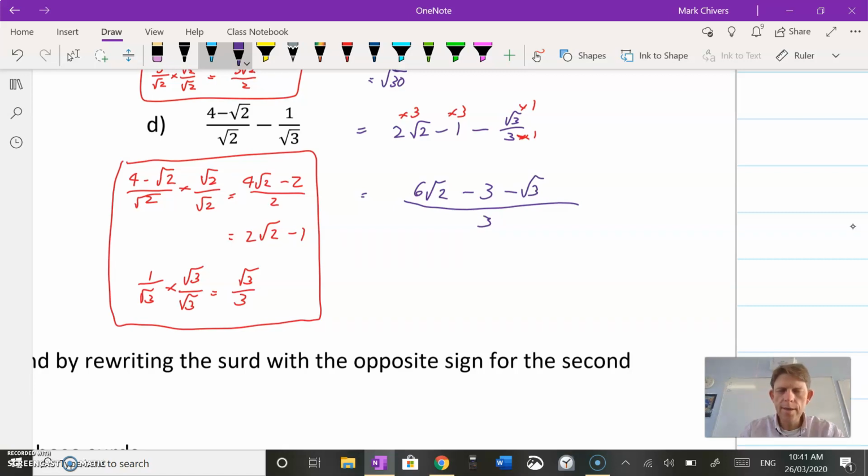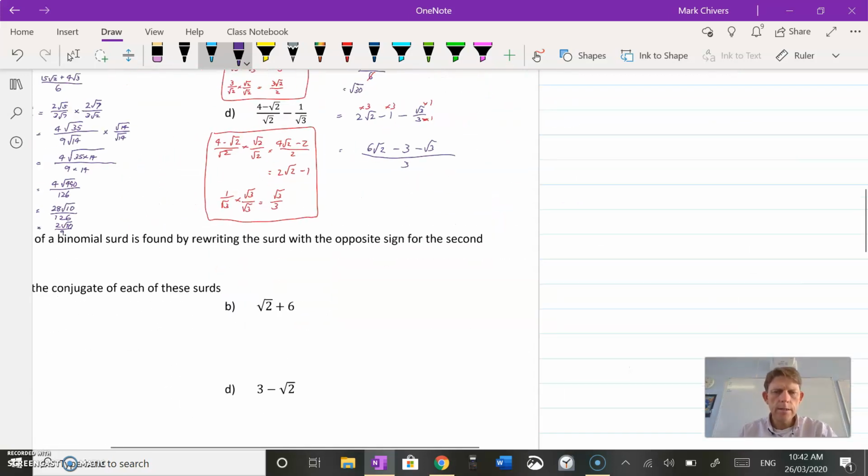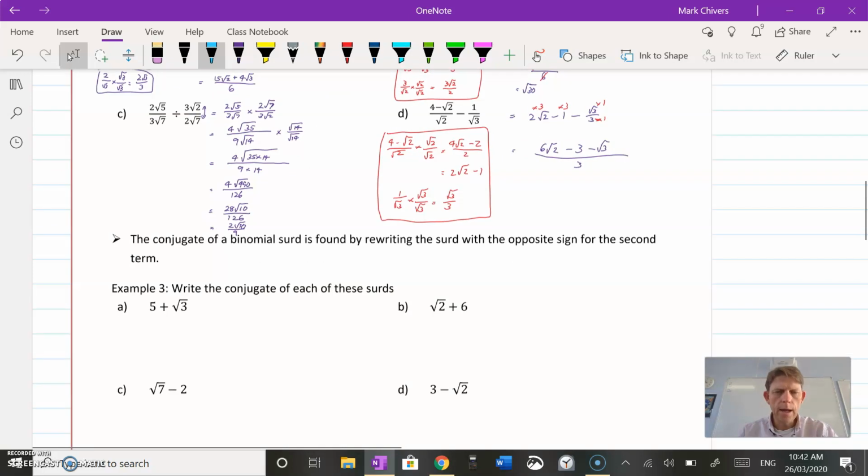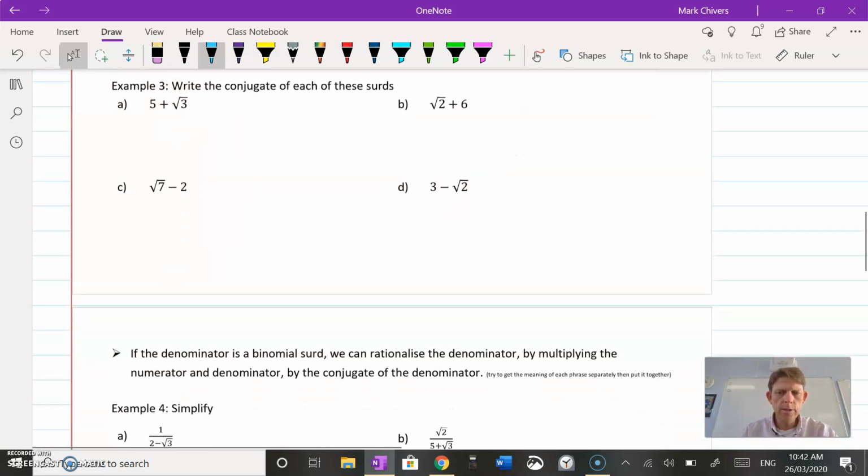And that's as simple as that one's going to get. I can't simplify that anymore. Although 3 goes into both 6 and 3, it doesn't go into root 3. So that's as simple as that one's going to get. Sometimes I might rearrange that and have the integer first and then the surds second. But in this particular case, I think I'm quite fine to leave that as is. So where that leaves us now is going on to binomial surds, which I'll deal with in a second video.